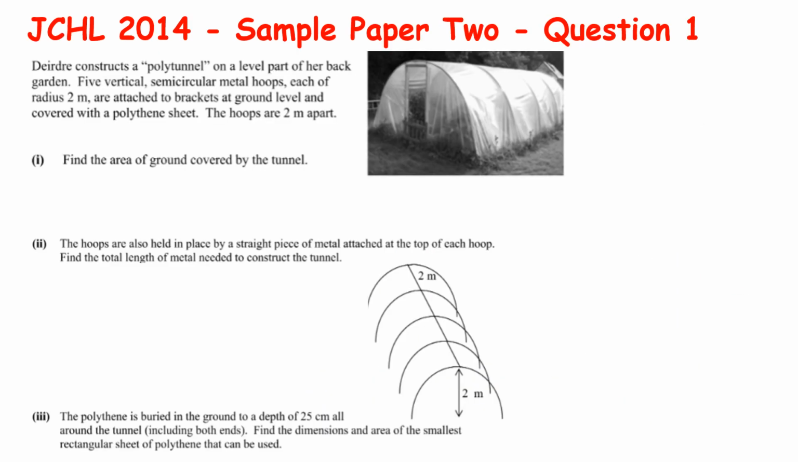So let's take a look at an exam question, and this one is from the Junior Certificate Higher Level 2014 paper. This was from a sample paper. So Deirdre constructs a polytunnel on a level part of her back garden. 5 vertical semicircular metal hoops, each of radius 2 meters, are attached to brackets at ground level and covered in a polythene sheet. The hoops are 2 meters apart. Find the area of ground covered by the tunnel.